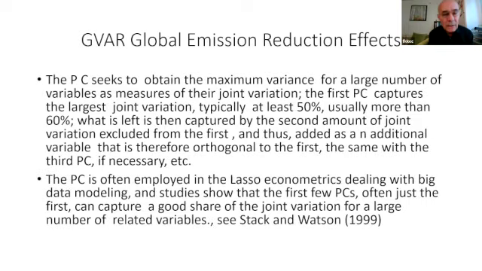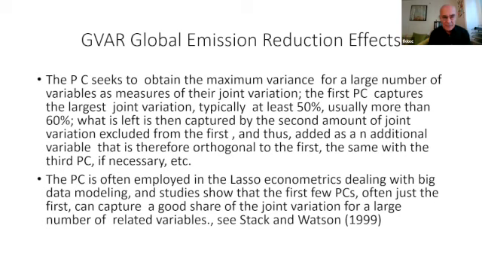How about principal component? Well, principal component seeks to obtain the maximum variation for a large number of variables as a measure of their joint variation. So typically, the first principal component measures the largest joint variation, and as usual, it is almost certainly going to be about 50% of the joint variation. Often in empirical applications that I've seen it is more than 60%. But not everything, not all the joint variations.